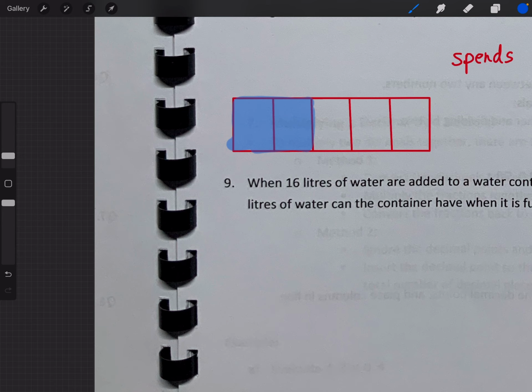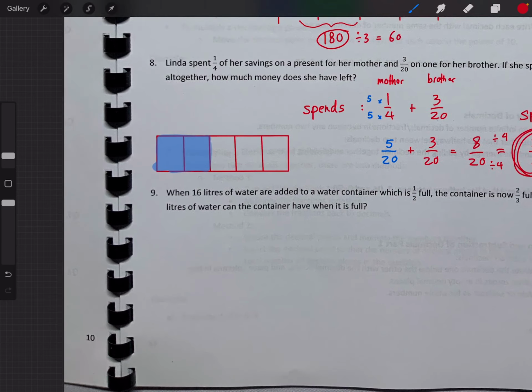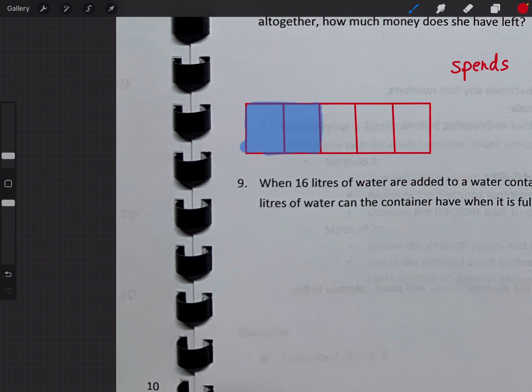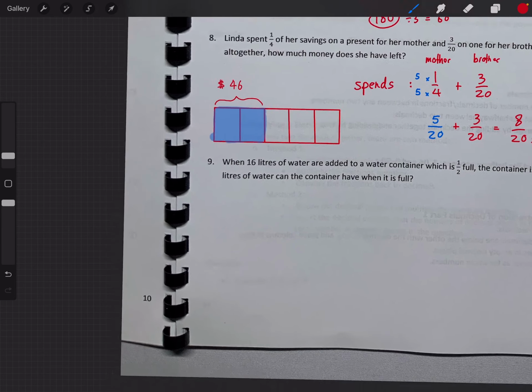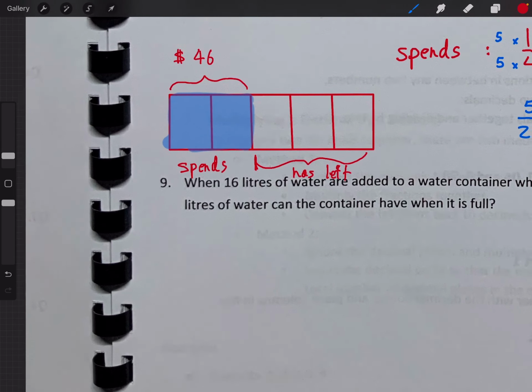Alright, so she spent that much on buying stuff for her mother and her brother. And this is a total of $46. So the question is, how much money does she have left? If she spends this much, then this amount here is how much she has left. Okay, so how much is that?